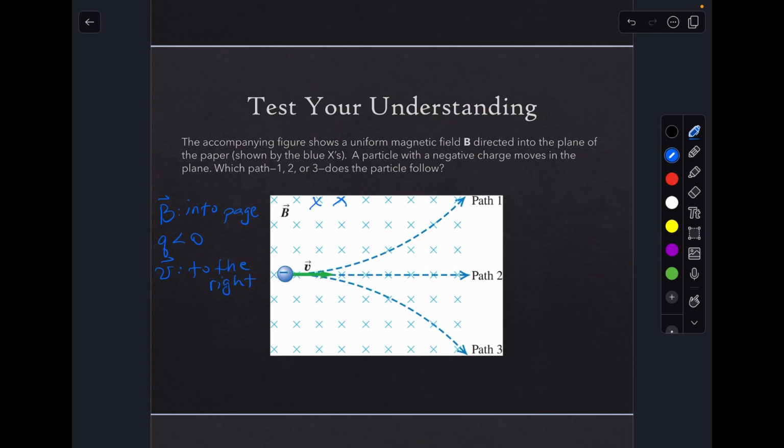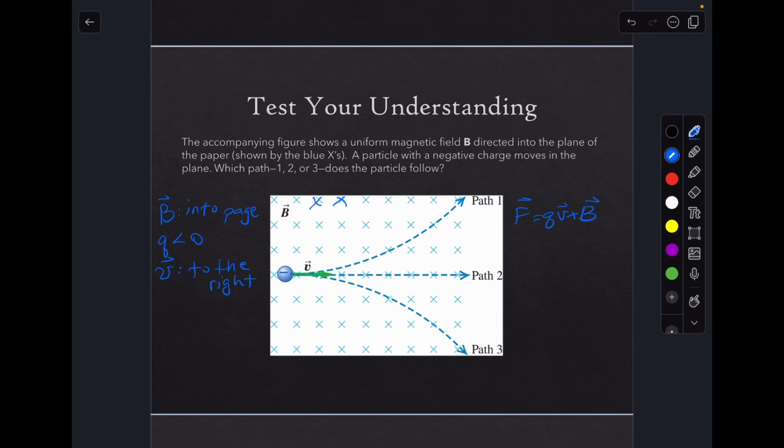So what path would this particle start to follow? As it moves along this field, it's going to start feeling a force, and that force is going to start changing the direction of its motion. So which direction is that? Well, the force that it feels is going to be given by QV cross B.